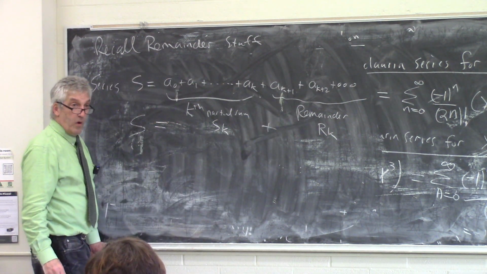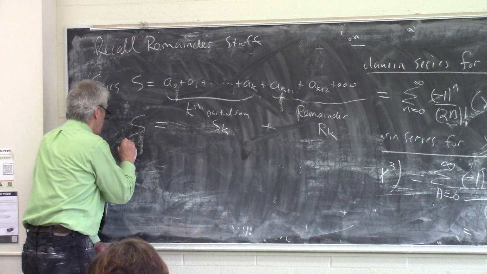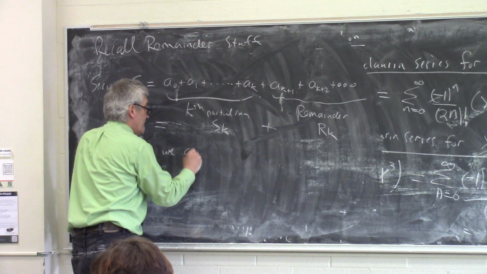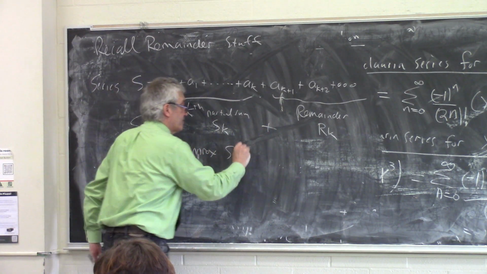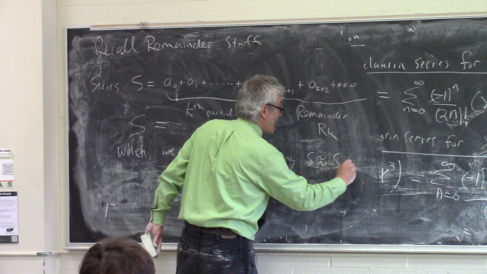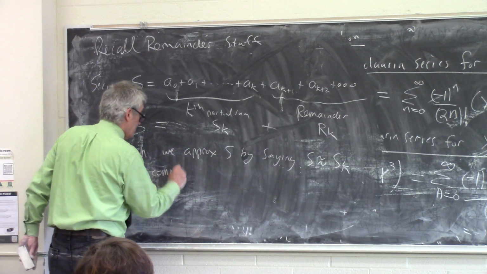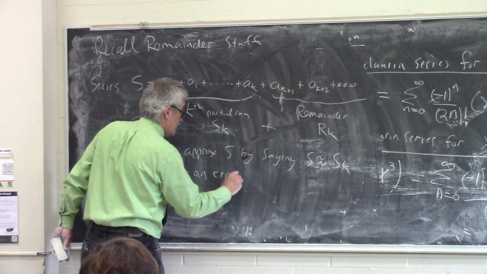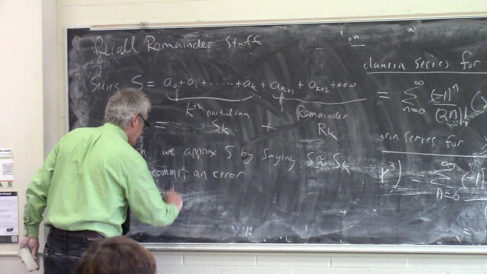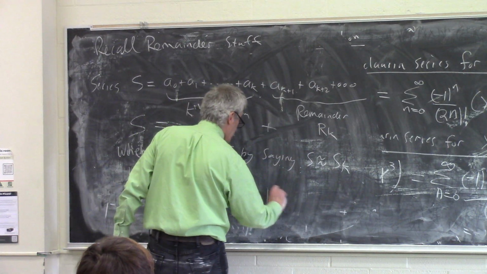Now, we had a question of what happens if we decide to approximate S by using SK. When we approximate S by saying that S is roughly equal to SK, we commit an error. So the absolute value of the error is the absolute value of S minus SK, and that's the absolute value of RK.